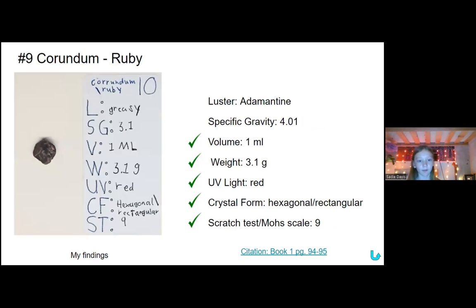My 10th and last specimen is corundum, or ruby. I identified the luster as greasy. The specific gravity is 3.1. The volume is 1 milliliter. The weight is 3.1 grams. It reacts red under the UV light. Its crystal form is hexagonal or rectangular, and the scratch test shows that it is 9 on the Mohs hardness scale.